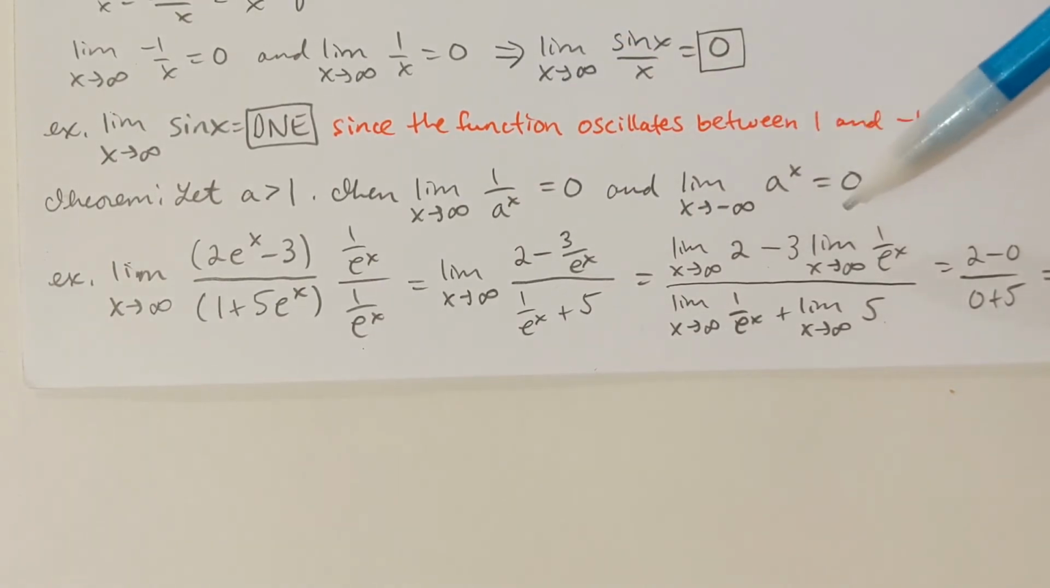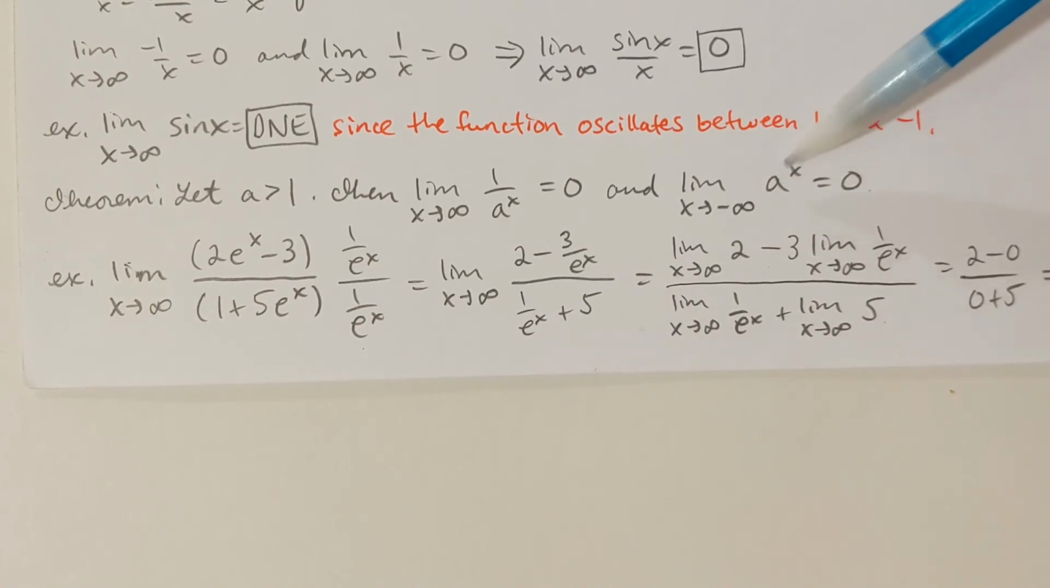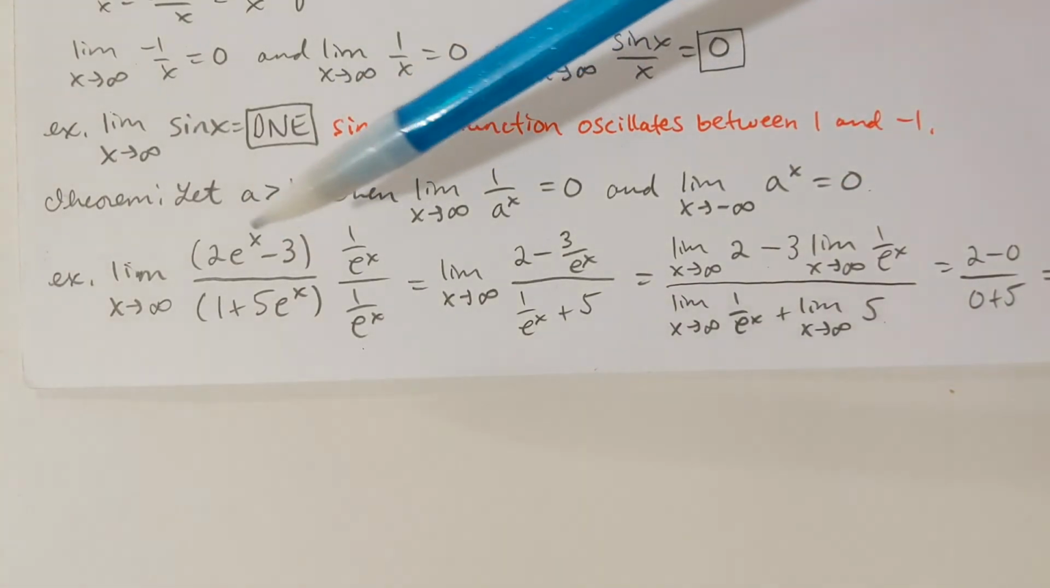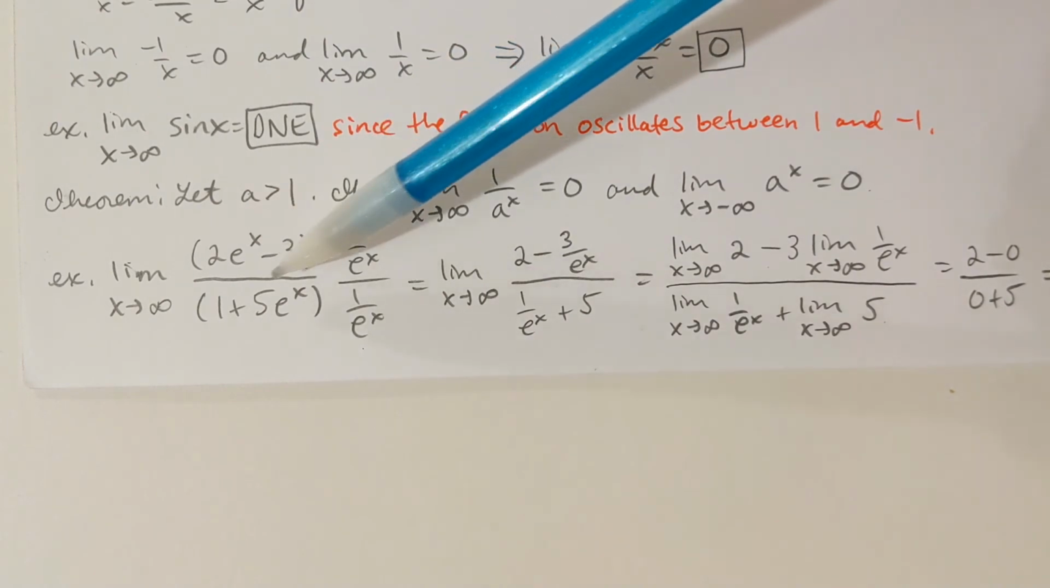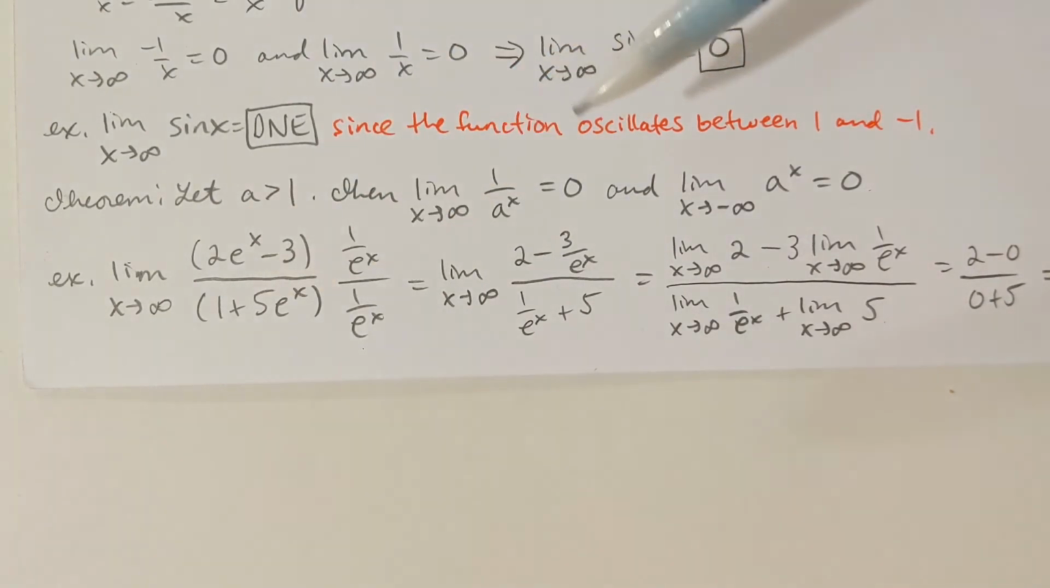X is approaching negative infinity. A to a negative power would be the same as 1 over a to the power. 1 over a to a power that is increasing without a bound would give you 0 then, right, if the denominator is increasing without a bound. All right, here's an example. Let's find the limit as x approaches infinity of 2e to the x minus 3 divided by 1 plus 5e to the x.